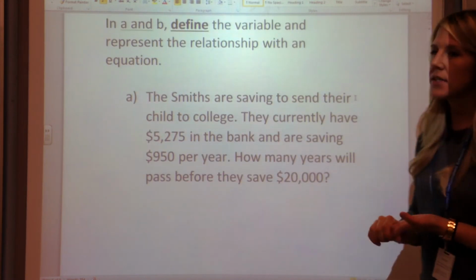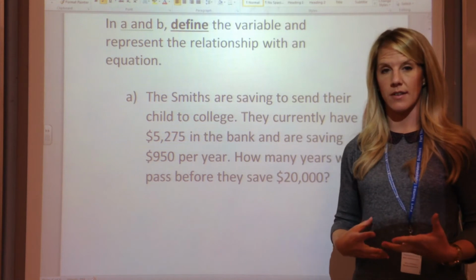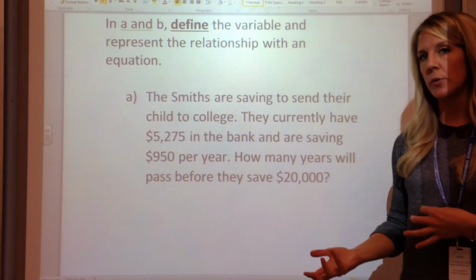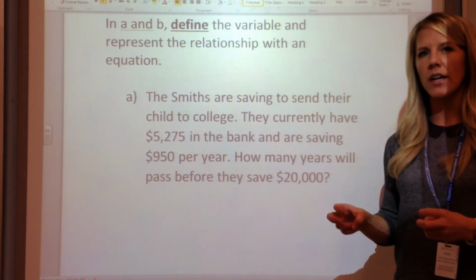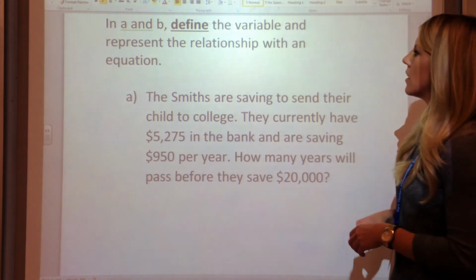Okay. Last thing we're going to be talking about is defining a variable. So what does that variable represent? And then setting up an equation and then solving that equation. And today we'll be using tables again to solve that equation. So using tables, again, more kind of trial and error. Take the values of x and plug them in until you get the right answer.